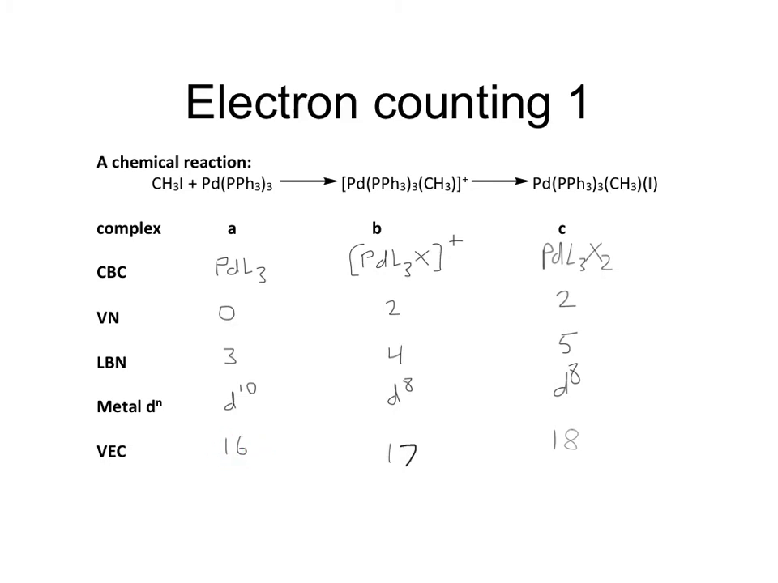I'm not going to go through the rest, you can check your work, but let's look at what happens to all of the counts in this chemical reaction. First of all, the valence number starts at 0 and goes to 2. We've oxidized the metal by 2. The ligand bond number starts at 3 and goes to 5. We've done an addition of 2 ligands, hence the name of the reaction, oxidative addition. The DN count drops by 2. The valence electron count goes up by 2. So these 4 metrics will allow you to classify a reaction as an oxidative addition.